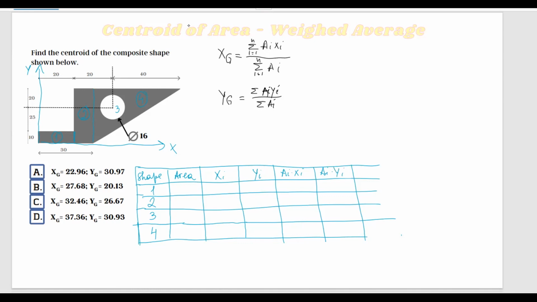Perfect. So let's start with shape number 1. We have this rectangle here, which is 10 by 20, so it gives me an area of 200. Next, our second shape is this right triangle here, whose base is 30 minus 20, which is 10. And the height, this whole length here, is 10 plus 25 plus 20, which is 35 plus 20, is 55.